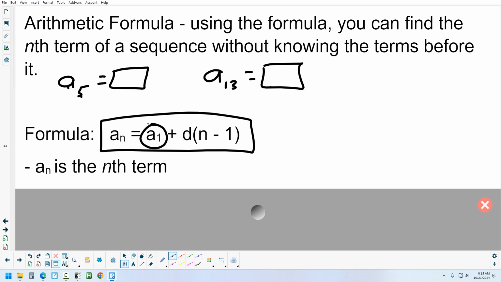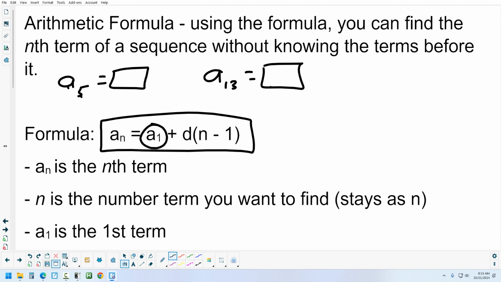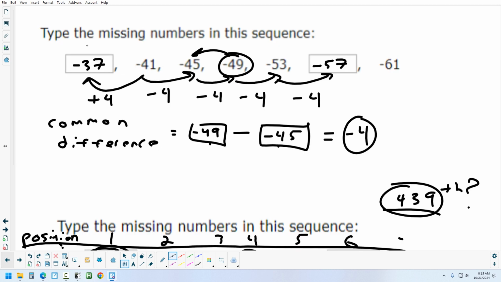Have an idea? Where do you think A sub 1 is? That's the number that's in what position? The first term. The first term, yeah. Okay. When you have A sub 1, that means that's the number in the first spot. So that's A sub 1, the first term. Okay, so that's something that you need to figure out. When you want to use this formula, if you don't know the first term, like we didn't here, you need to find it. Okay? So that's the first term.